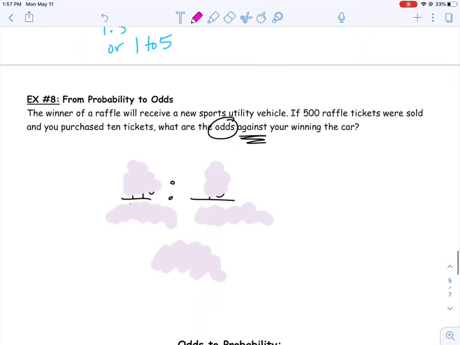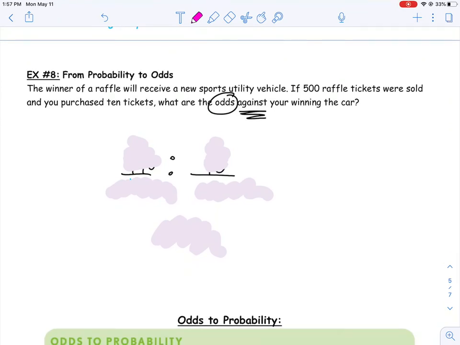Okay? Look at example 8 with me. Example 8 says the winner of a raffle will receive a new SUV. If 500 raffle tickets were sold and you purchased 10 of them, what are the odds against you winning the car? So when I set up odds, I need to set it up with my 2 little numbers into a little ratio with my colon in between. And if this is odds against winning the car, the first number would be not winning, right? Against winning. My other number would be all the winners.